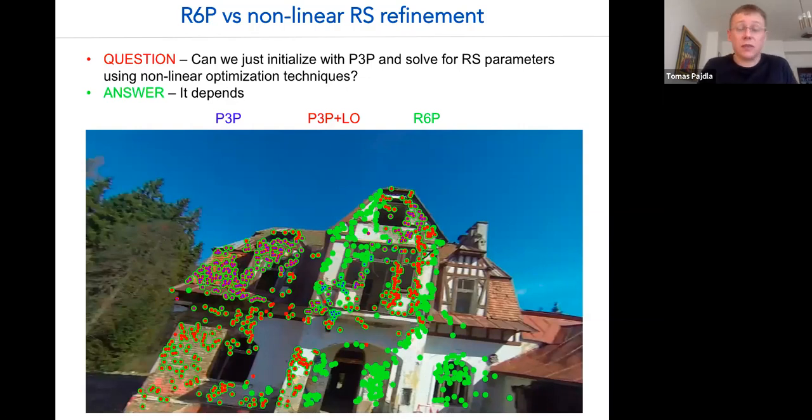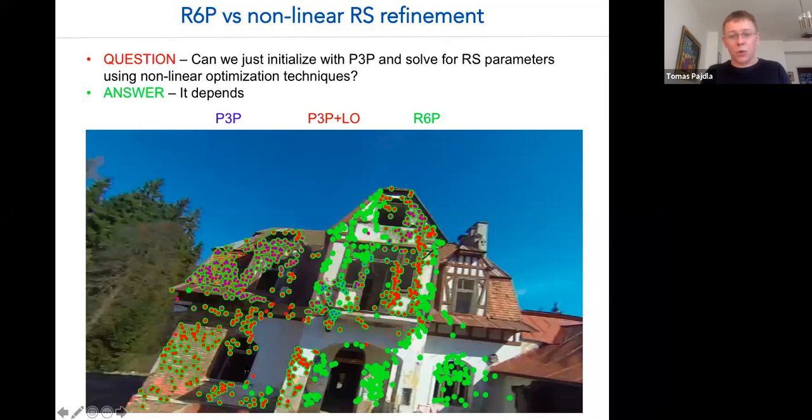And the answer is, of course, it depends on the situation. There are situations when this is okay, and there are situations when this is not okay. So for instance, this example shows a picture from a camera flying on a drone, photographing a house and localizing the drone camera from points from a constructed model of that house. And we see colors of the points. So points which are green, of course, these colors are overlaid.